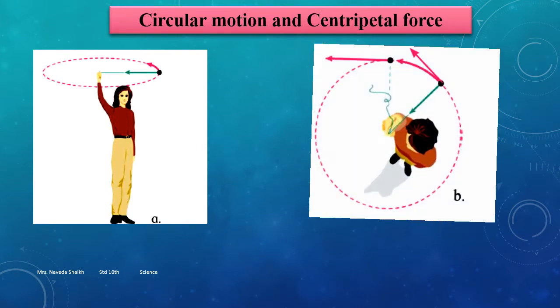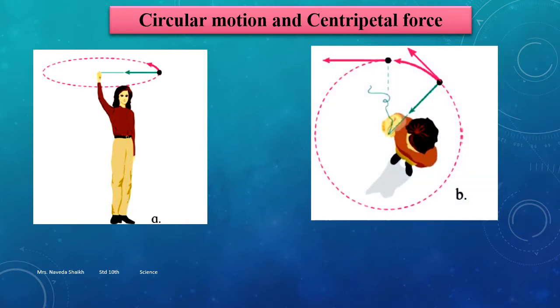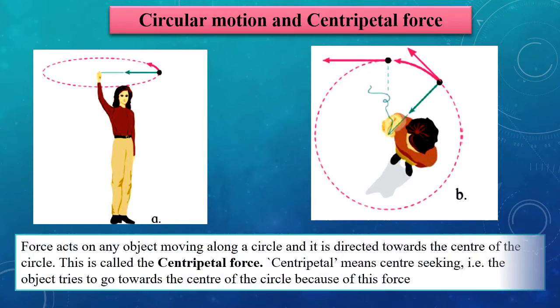So here, this experiment helps us understand that there is a particular force, right? Our hand, which is rotating, is applying a force on the stone in order to keep it moving in a circular ring. The force which you perform on the object moving along the circle is directed towards the center of the circle. This is called the centripetal force.